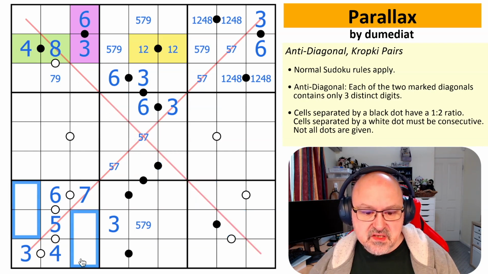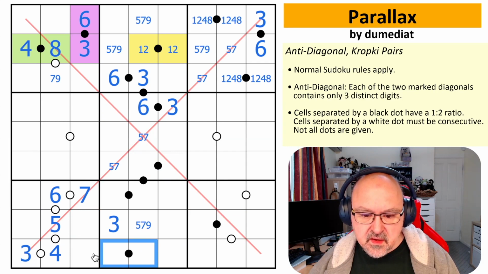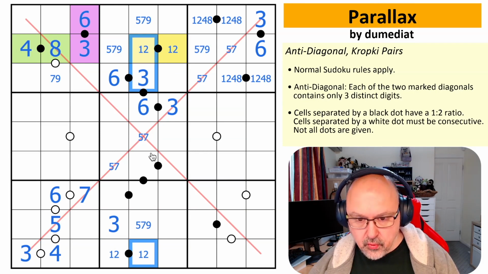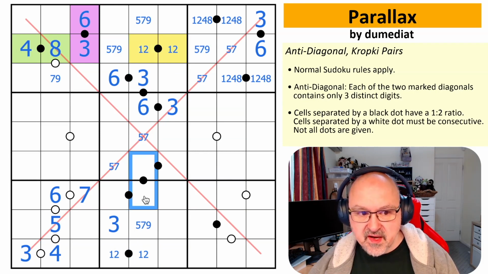Is it this? No, it's this. This can't be 3, 6, can't be 4, 8, can't be 2, 4, because there's a 3, 4 gone. This is a 1, 2 pair, which gives me a 1, 2 in the column. 1, 2, 3, 4, 5.